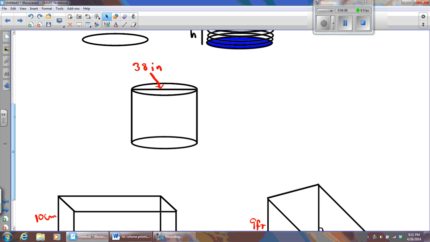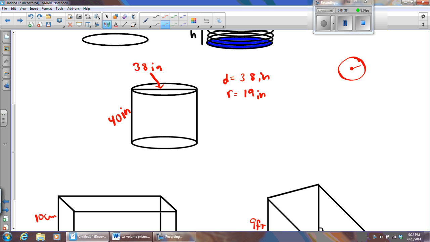So here we have a cylinder. We know it has a diameter of 38 inches. It looks like I forgot to tell you the height of the cylinder. We're going to make the height 40 inches. I know the diameter is 38 inches, right? Consequently, that makes the radius 19 inches. You should know a radius is half a diameter. If you ever get them confused, a radius is a bicycle spoke, not a diameter. A radius is the bicycle spoke.